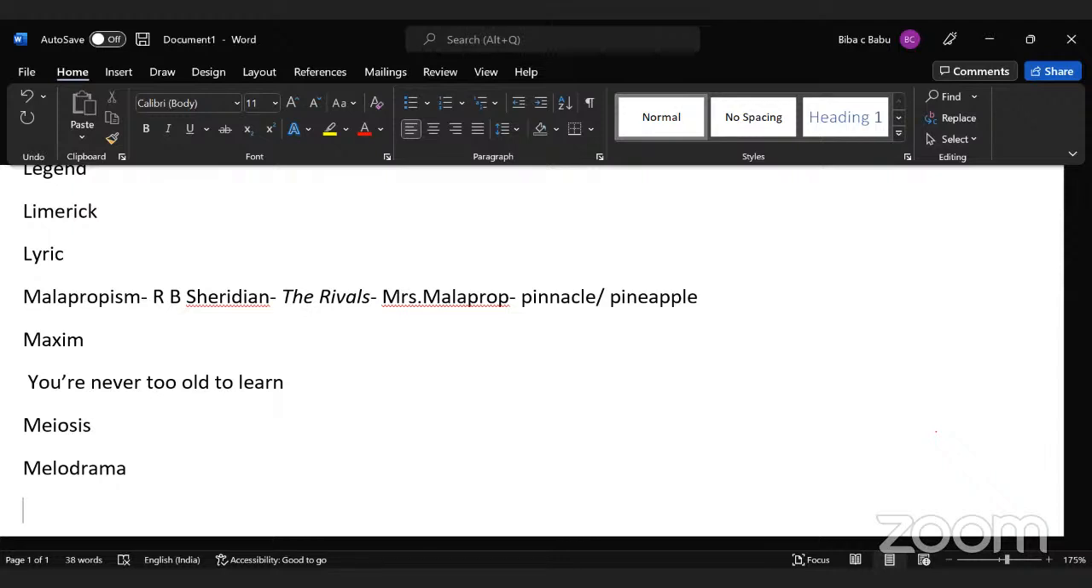If a person is about to die because of a wound and you call it a scratch, it is called meiosis. A witty statement that diminishes something or belittles something.